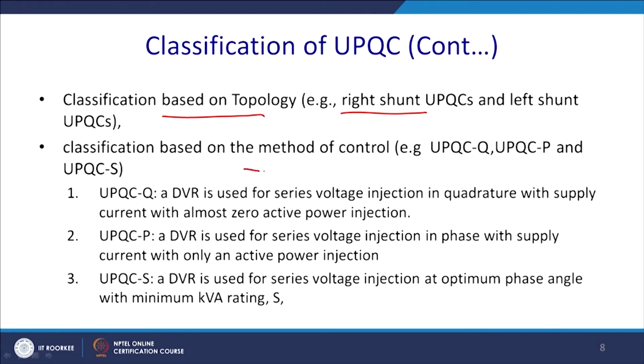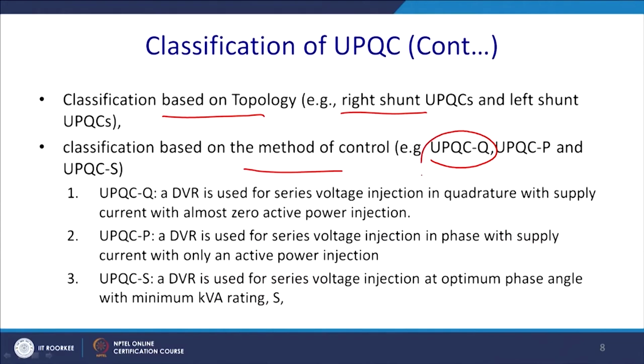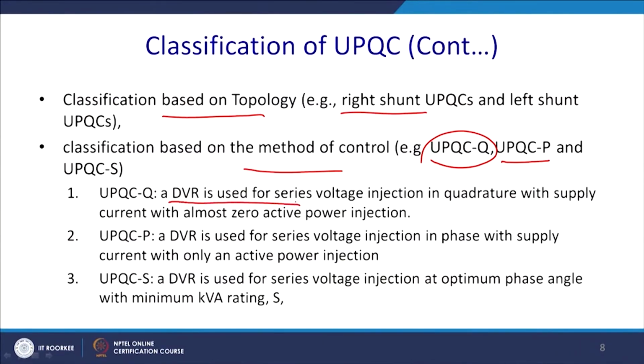Classification based on method of control, you may have reactive power injection, then we say that it is UPQC-Q. We may have UPQC-P, that is in-phase component, and UPQC-S, that is the apparent power based UPQC. In UPQC-Q, a DVR is used in series voltage injection in quadrature with the supply current with almost 0 active power injection. Then you say that it does not have any real power handling capability.